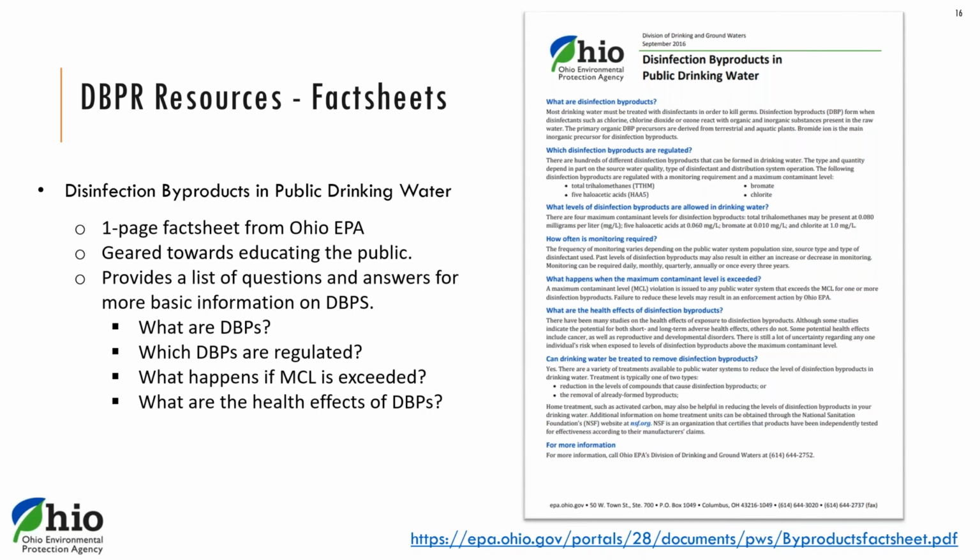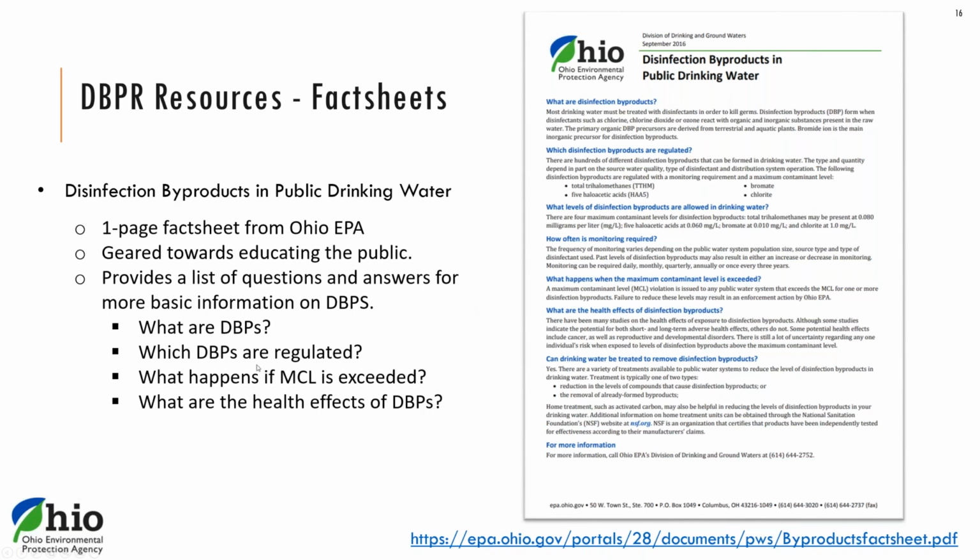So this is a 1-page fact sheet from the Ohio EPA, and it uses layman's terms to provide information on what DBPs are, why they are regulated, what the health effects of consuming DBPs are, what happens when MCLs are exceeded, and what home treatment options are available. So it's a great fact sheet. It contains information that is helpful to provide to your consumers if they have concerns about DBPs in their water.